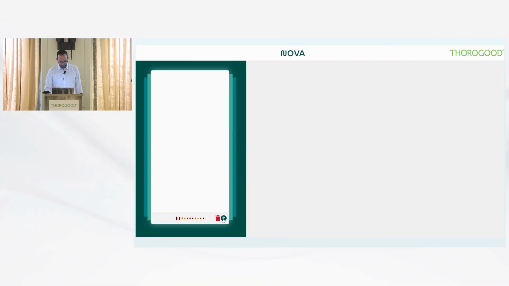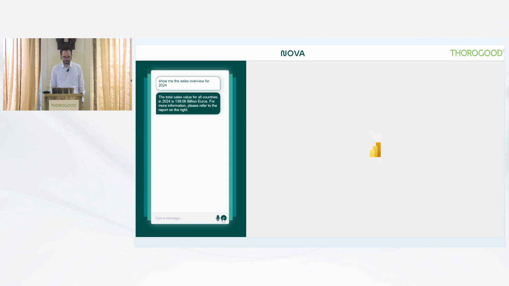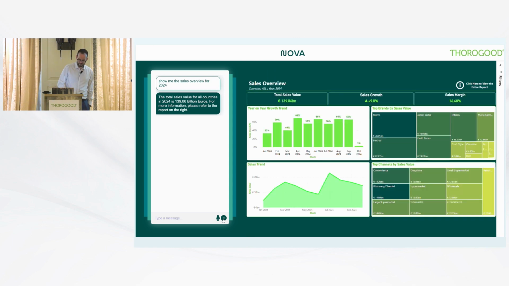Show me the sales overview for 2024. Always a nervous wait while it does the first one. It takes slightly longer for the first question while it wakes up. The total sales value for all countries in 2024 is 139.06 billion euros. For more information, please refer to the report on the right.